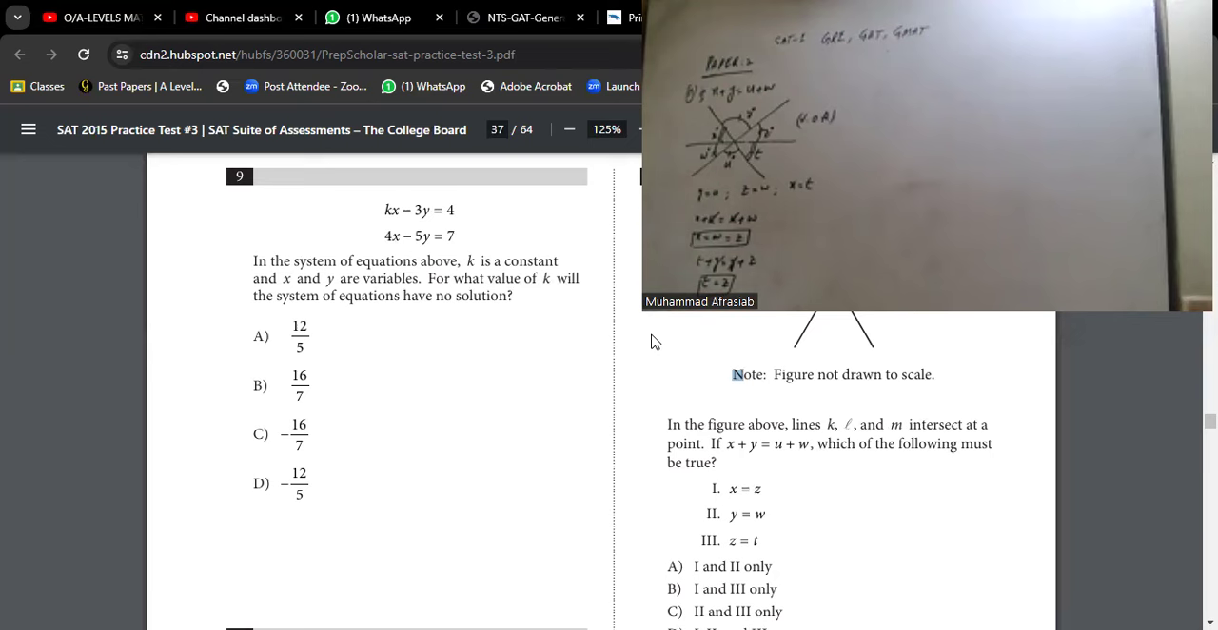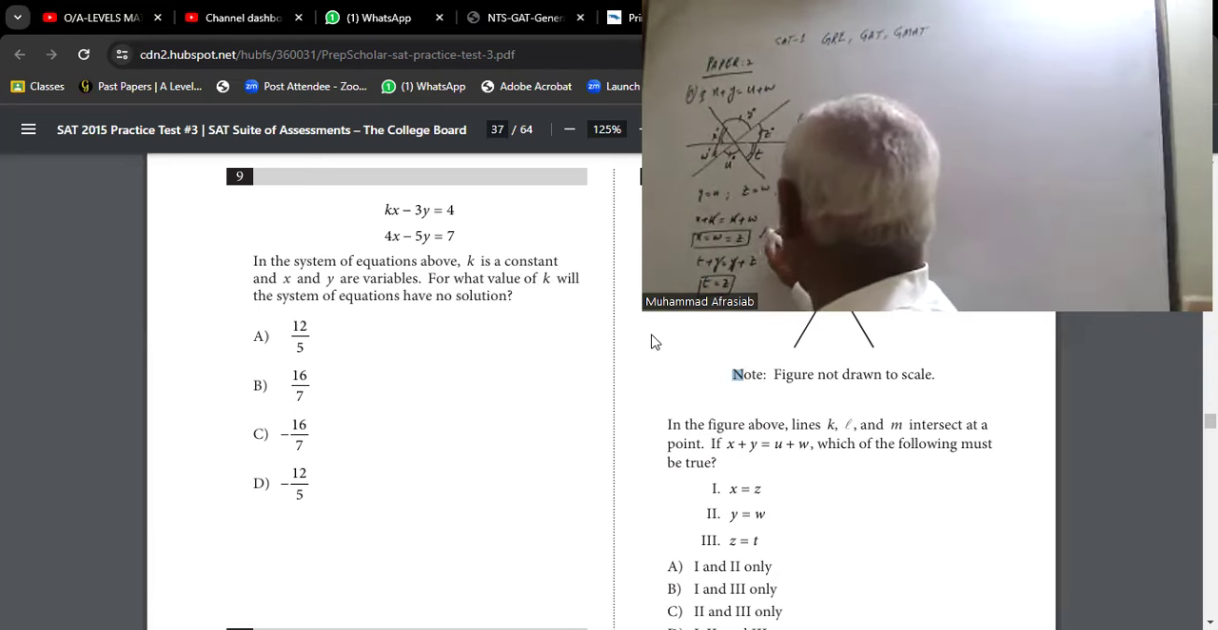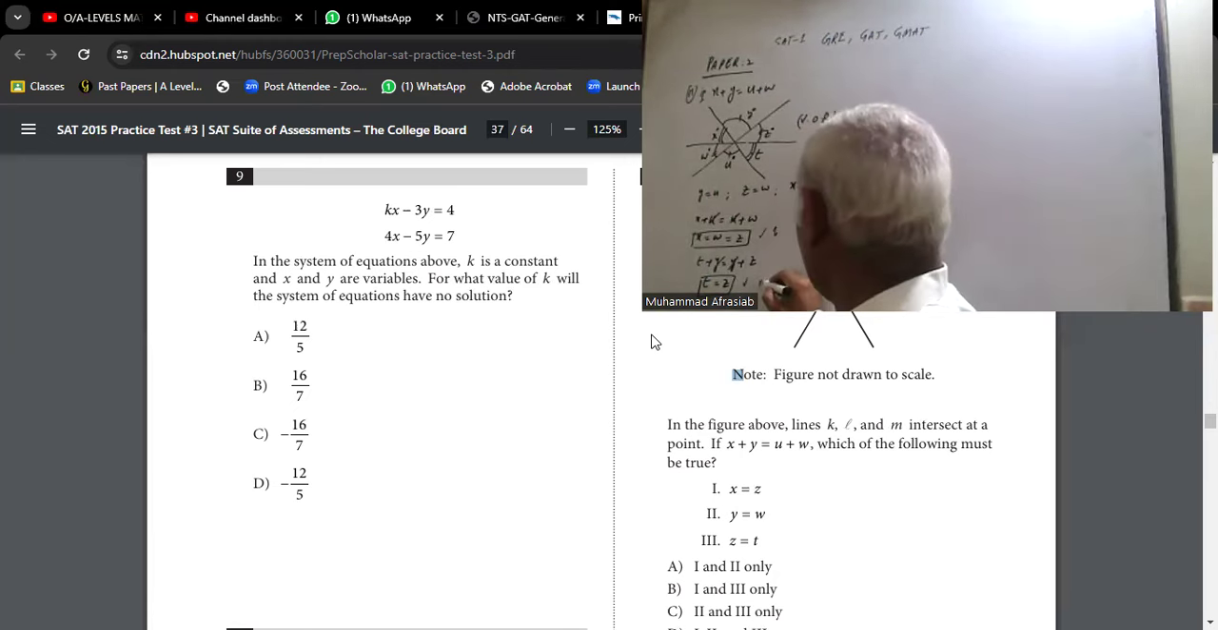So now we have to look at the answers there. X is equal to z. The first property is true there. Then y is equal to w. Y is equal to w is not there. And then z is equal to t. So it means the first and the third properties are true there. So this first property is true there, and this third property is true there.